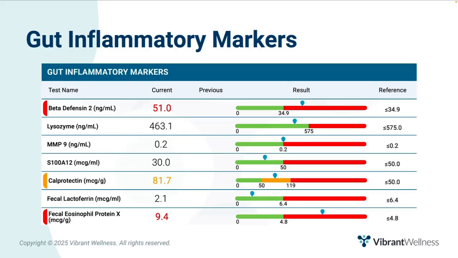The full gut inflammatory markers panel, which appears later in the report, detects 7 markers of gut inflammation, including S100A12, fecal lactoferrin, and fecal eosinophil protein X. As the name suggests, fecal eosinophil protein X is released by eosinophils and associated with food allergies, parasitic infections, and atopic conditions like asthma and eczema. There is so much you can glean from your patients about this panel alone.